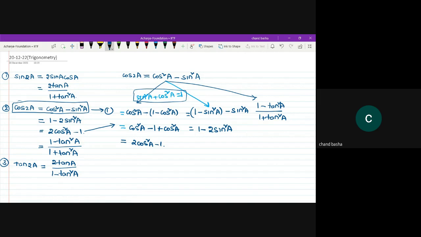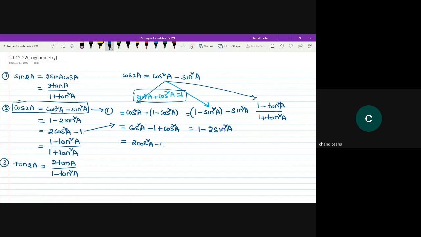Similarly, for the second part, no cos will be there. Only I can write in terms of the sine. Same formula I'm going to use. What is meant by cos square? Take sine square on the right-hand side: 1 minus sine square A. So here 1 minus 2 sine square A.